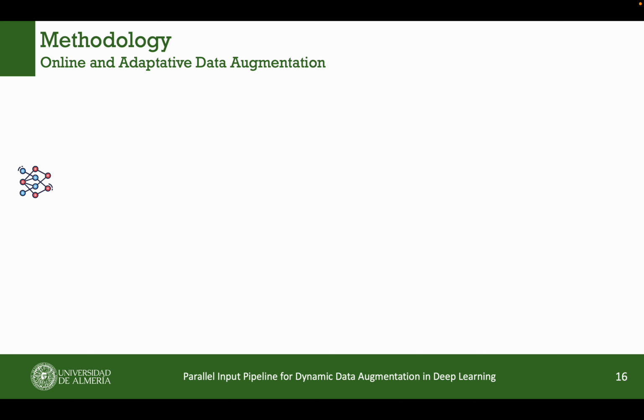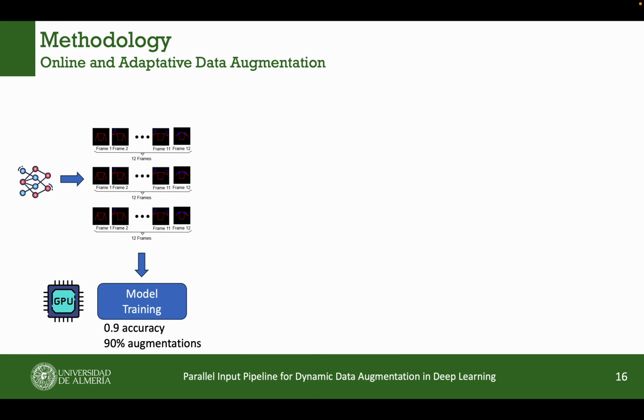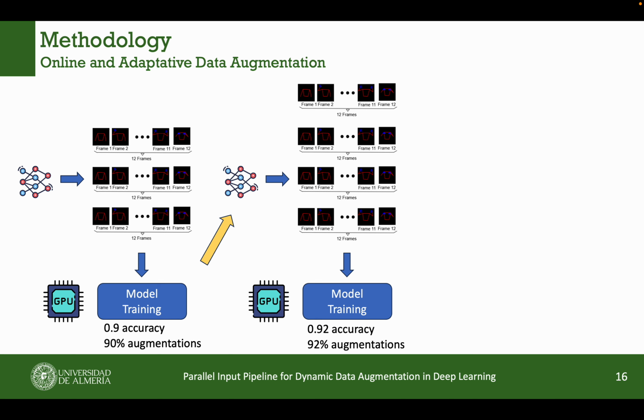Well, this approach can be seen. We have the neural network, which generates some data augmented sequences. The model is trained. We have here like 90% of accuracy and 90% of augmentations. Now the neural network is updated. This neural network generates some new data, which in this case is more augmentations, and the accuracy is increased.